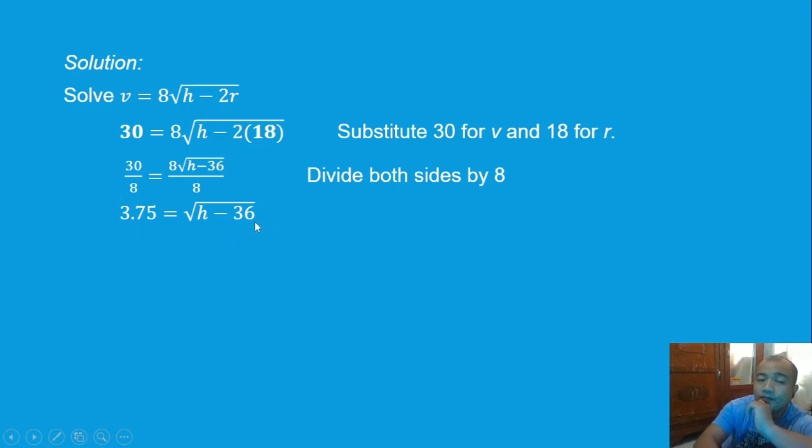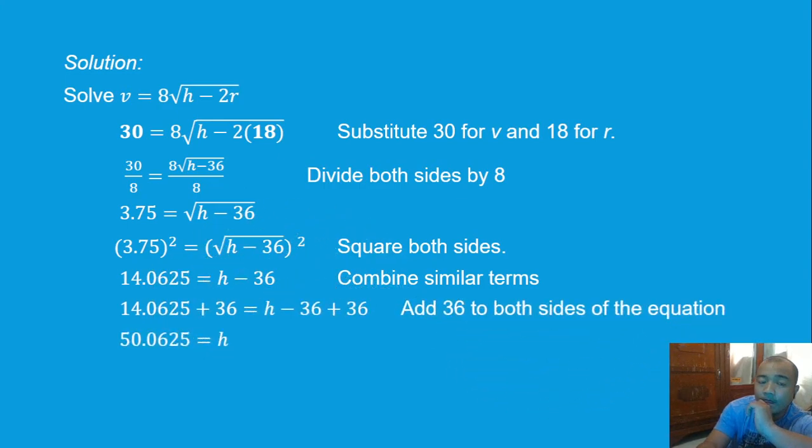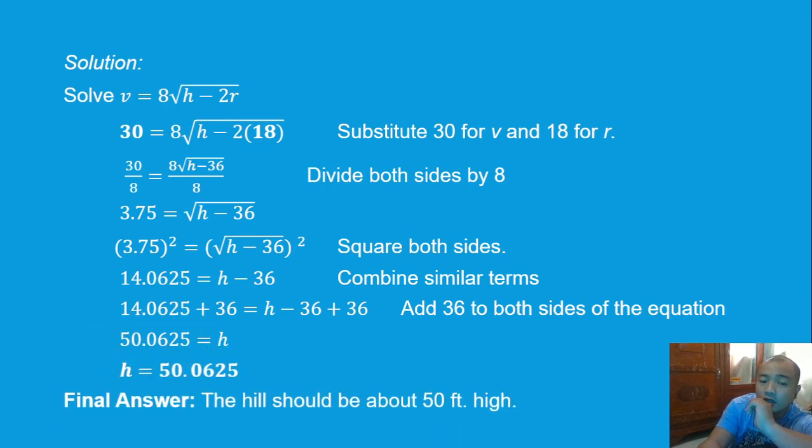And from here, to solve for h, let us square both sides of the equation. So h minus 36 equals 14.0625. Then transpose negative 36. 14.0625 plus 36 is 50.0625. That is now the answer, h. So the hill should be approximately 50 feet high. That's the answer for number 9. Let us proceed to our exercises.